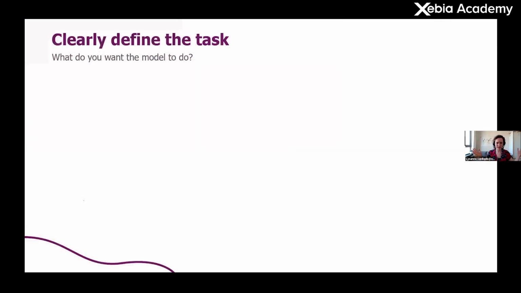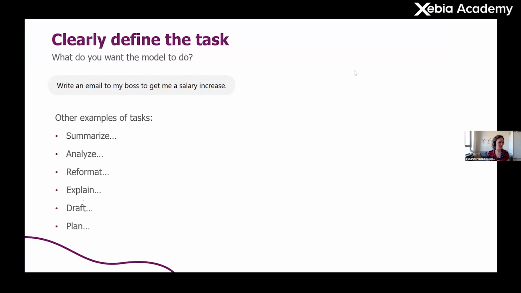So we have to start by asking the right questions, clearly defining the task. What do we actually want the model to do? Because there's a lot of things you could do with a model like ChatGPT. Maybe I want to write an email to my boss to get me a salary increase. I would love a salary increase. But some context is missing. Maybe we need to give it a little bit more, because otherwise the answers will be very generic. So we're going to see how we can add some context later.